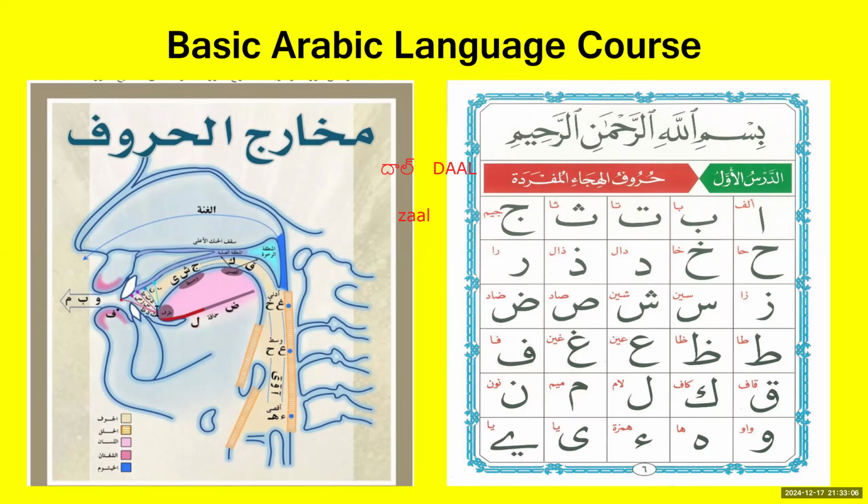Ra, ra. In Telugu there is another letter, that is ra. Exactly, it matches the same letter. In English we can write it easily. This is a letter.